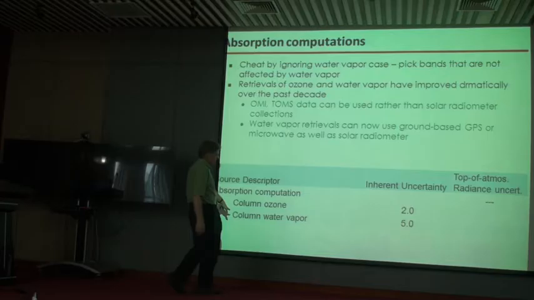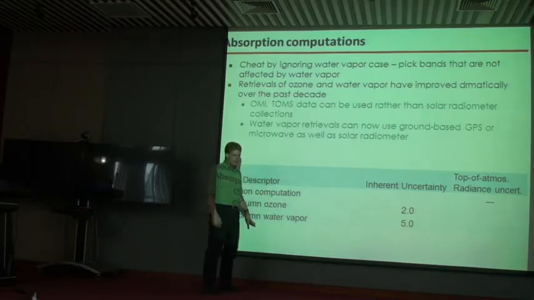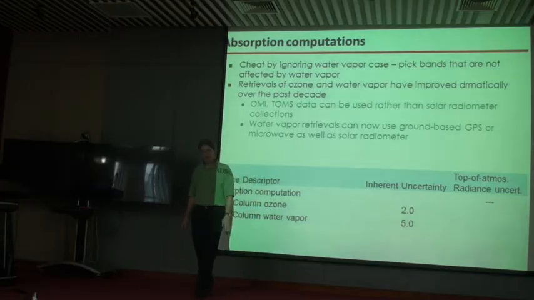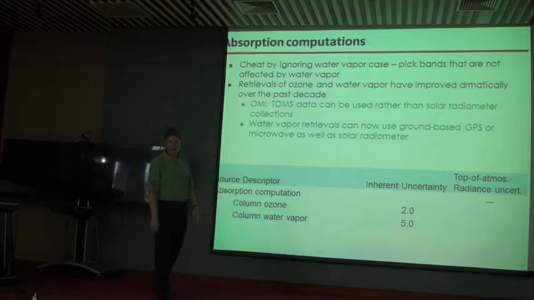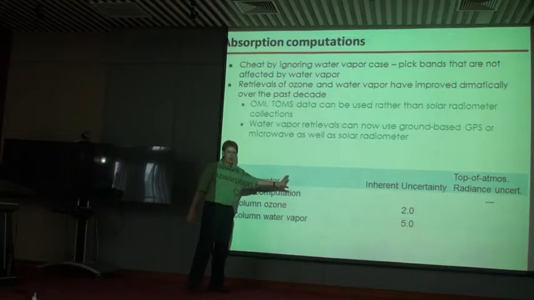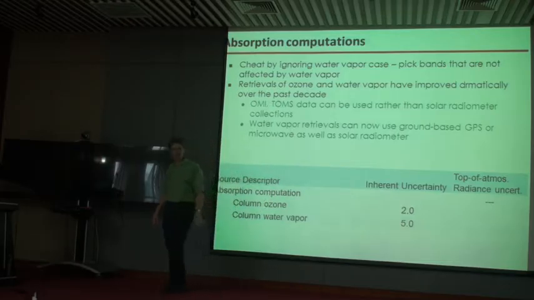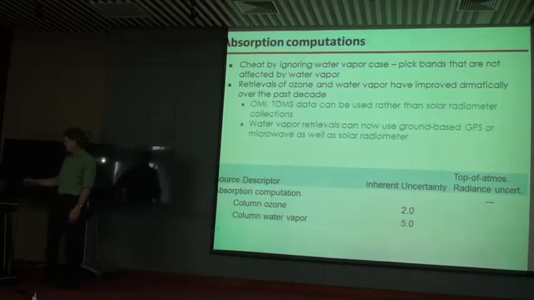Column water vapor, the solar radiometer approach is 5%. GPS is even better than that. So if you have a ground-based GPS, you can get water vapor retrievals. But what's nice is I'm just going to assume that I'm not worried about them right now. I'll worry about that later on.